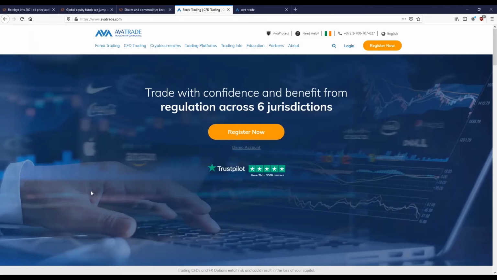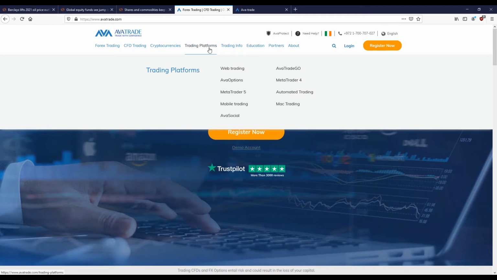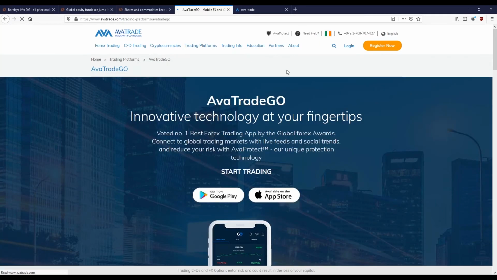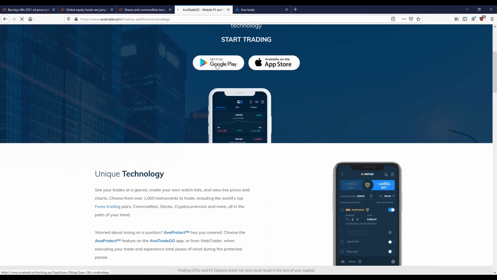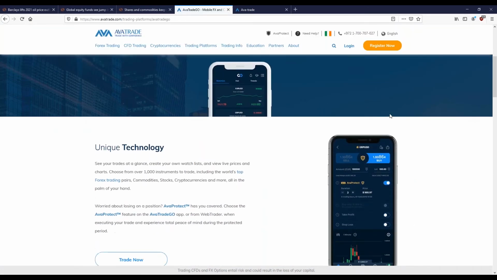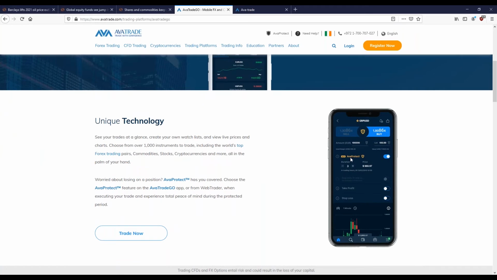So I always like to start on our website to show the features within our platform and mobile app that can be helpful for both your risk management and also your fundamental analysis as you go along. We've got some nice tools. So if you go to the trading platforms tab, you go to AvaTrade Go, you'll see our mobile app is in the major app stores you can put on your mobile devices. And it has the Ava Protect feature, which we'll look at more closely in a moment.